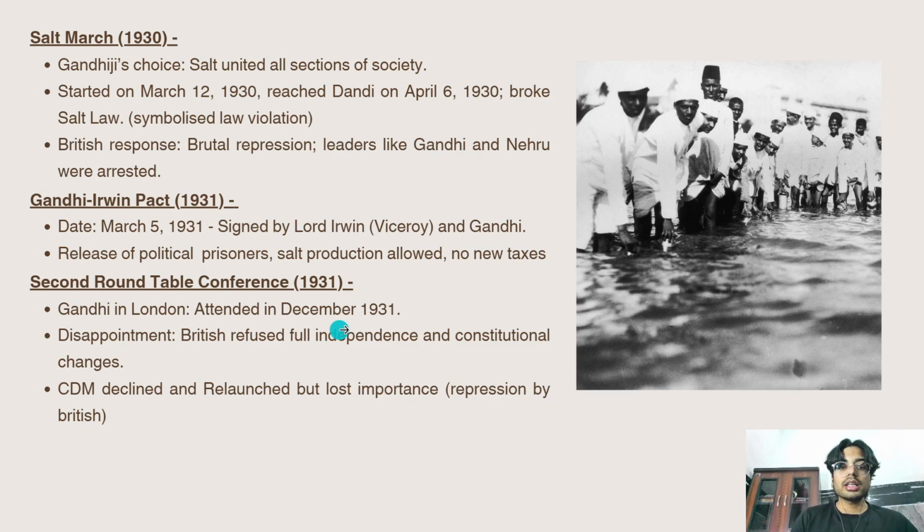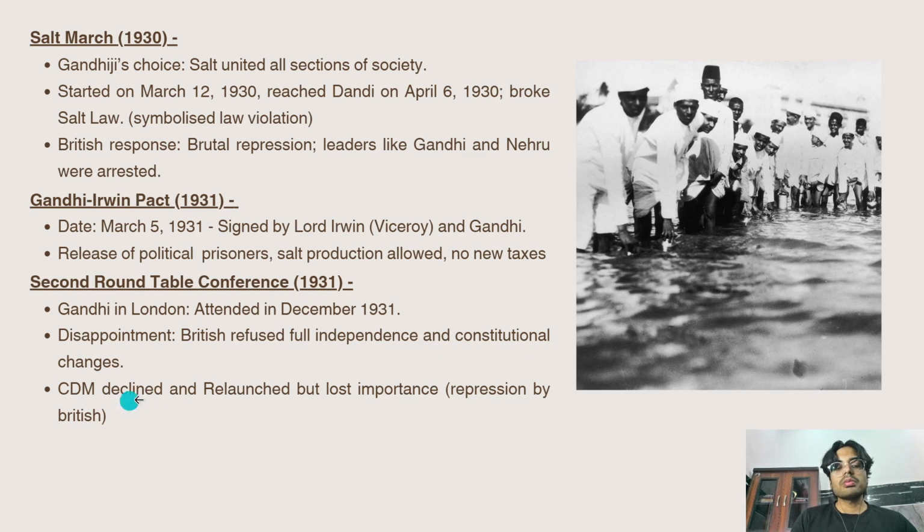but in the second Round Table Conference, which took place in 1931, Gandhiji went to London to attend it in December 1931, but everything was not put into consideration, and there was no agreement between Gandhiji and Irwin. So a disappointment was seen, where the British refused full independence and constitutional changes.